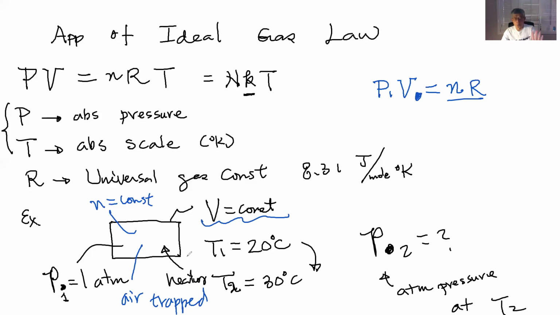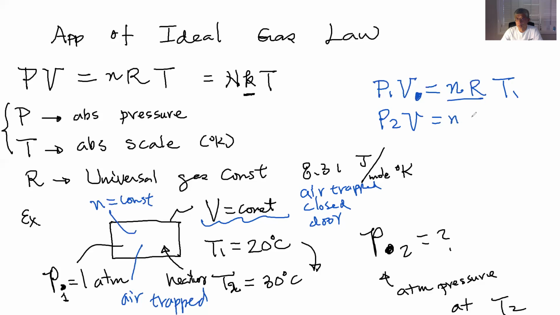The door is closed, and there's no window, so the air is trapped. So V is constant, but T can change. So P1 V equals nR T1, and you also have P2 V equal to nR T2.